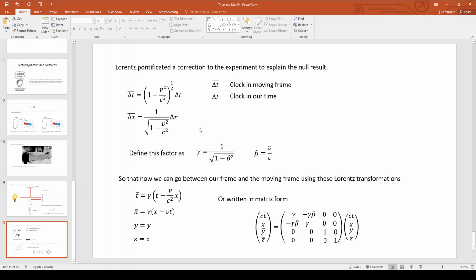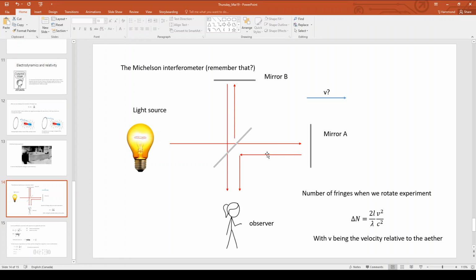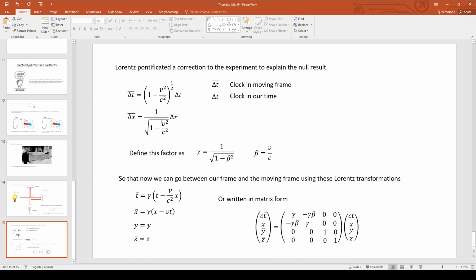So he didn't explain where these came from, but he does have these correction factors where this new time is related to the time that we think it should be, but then there's this (1 minus v squared over c squared) to the 1/2. And the length of this arm is instead contracted, or it changes by an amount that's proportional to 1 over the square root of 1 minus v squared over c squared. So where this t bar and this x bar are in the moving frame, and we measure the time and this length in our frame, delta x and delta t.